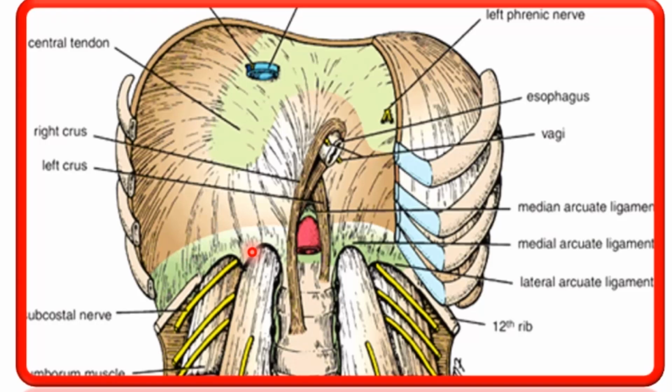So here is the thickening of the fascia covering the psoas major muscle, and that thickened part of the fascia is called the medial arcuate ligament, and the diaphragm is seen also picking origin from this medial arcuate ligament. This medial arcuate ligament will extend from the side of the body of L2 vertebra and will rise up to the tip of the transverse process of L1 vertebra.